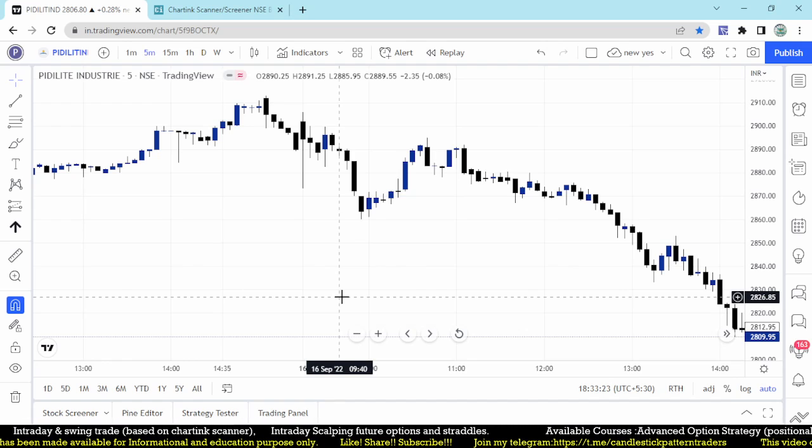So test it on paper trade, and once you're done, let me know how the system works and comment how you got it, how the scanner is useful.